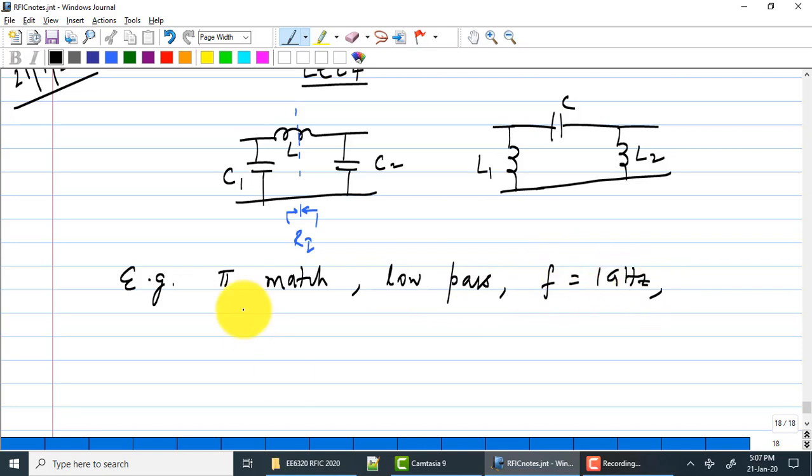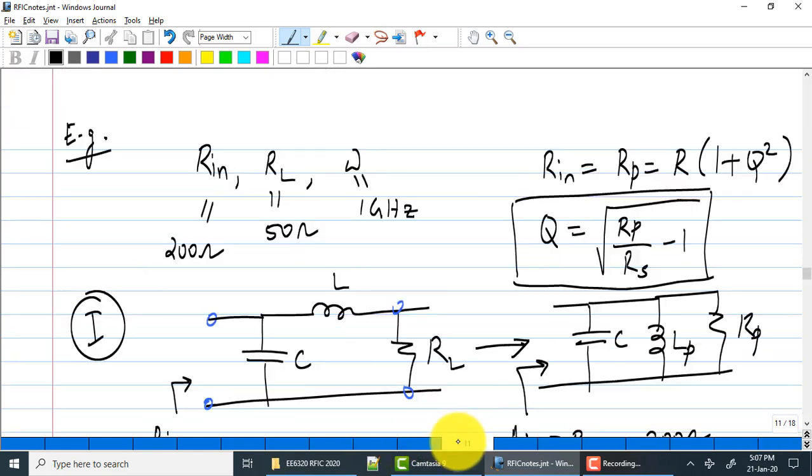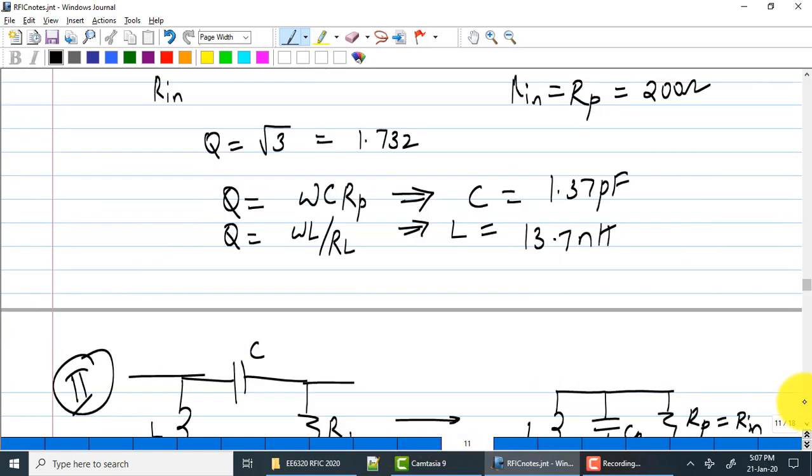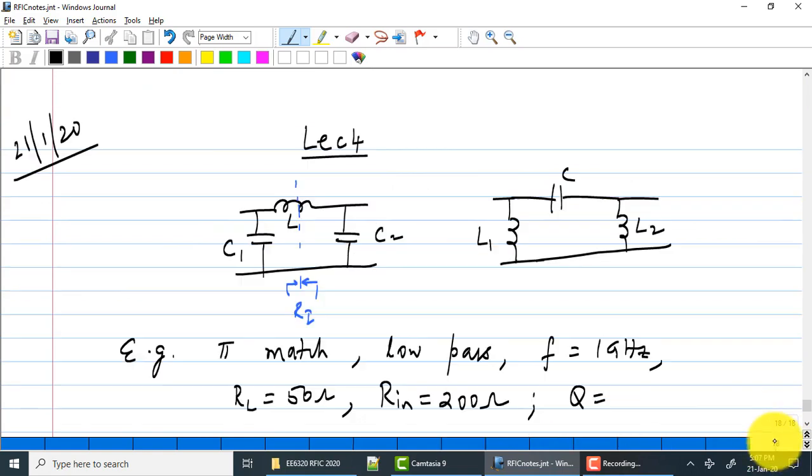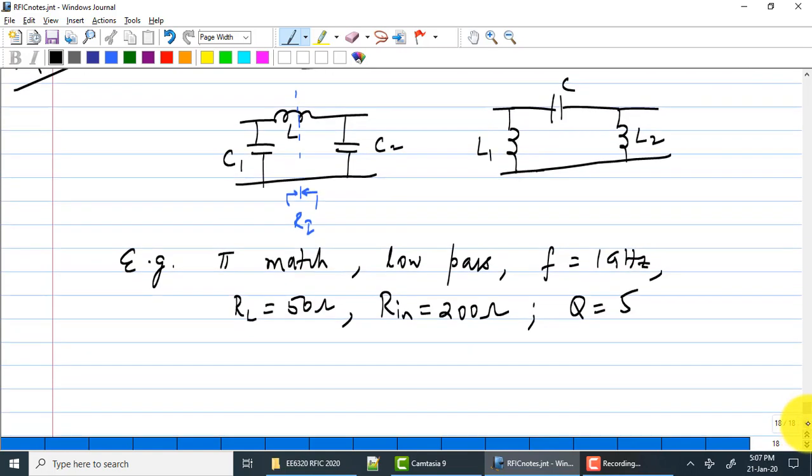Low pass pi match, F is 1 gigahertz, RL is 50 ohms, RN is 200 ohms. We will set this quality factor. What quality factor did we have in that case? I think we had √3 if I am not mistaken. So let us do something like 1.7. So we'll get a much more narrow band. Shall we say 3? Or 5? Okay. Let's choose a Q of 5. We'll see how to tackle this.